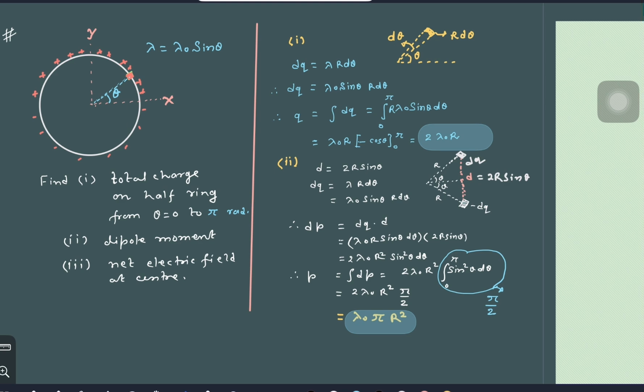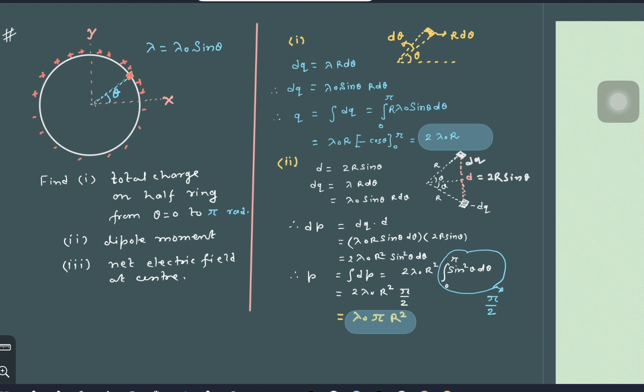Now let us try to find dipole moment. So for dipole we need equal and opposite charges separated by some distance. We multiply distance between them by the magnitude of the charges. अगर separation d है तो इस arrangement का dipole moment क्या लिखा जाता है? q into d, directed from minus to plus.